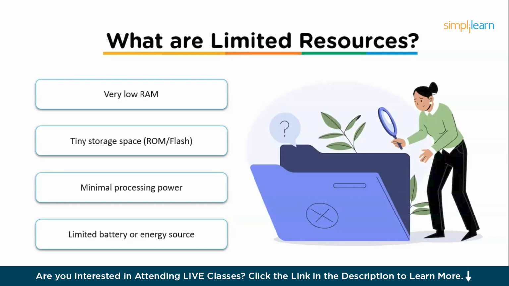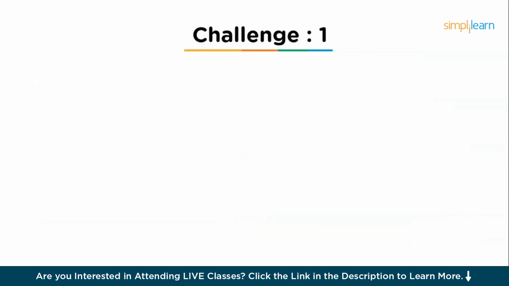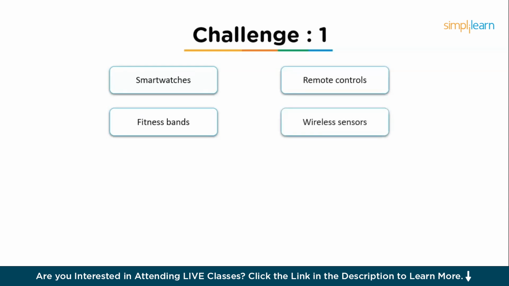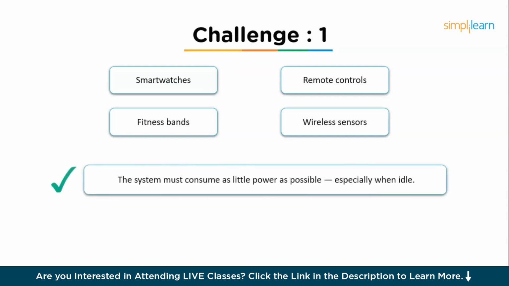So let's now move on to see the first challenge, power consumption and battery life. Most embedded systems are used in battery-powered devices like smartwatches, fitness bands, remote controls, and wireless sensors. These systems need to last for weeks or months on tiny batteries. So developers face two major power challenges. The first one is to minimize power usage. The system must consume as little power as possible, especially when idle.